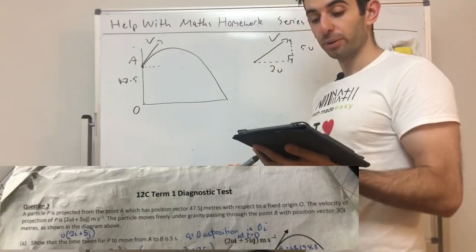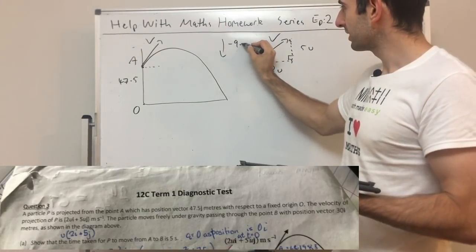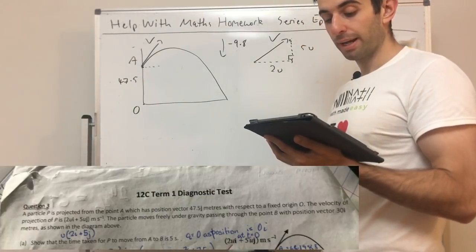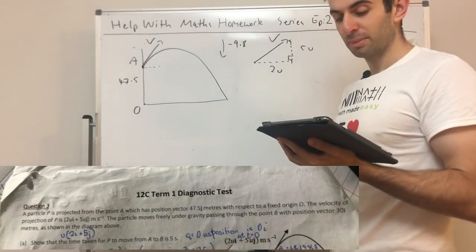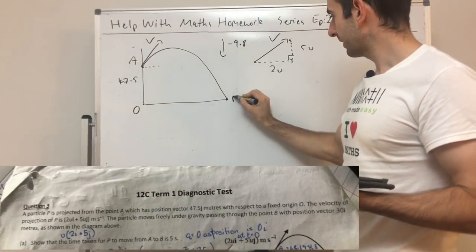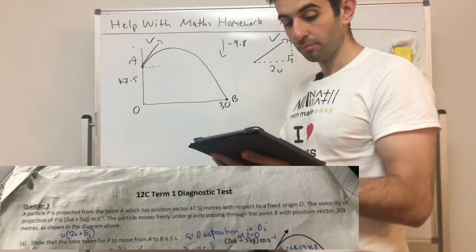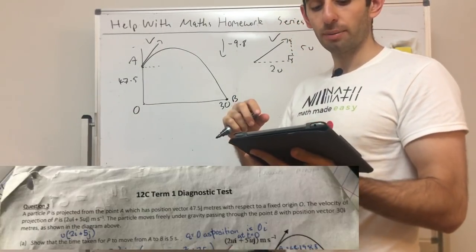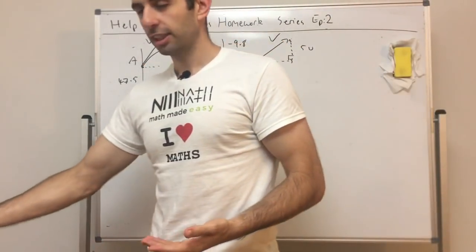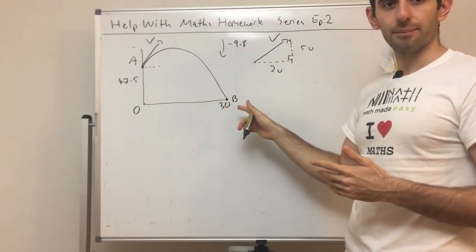The particle moves freely under gravity. So we've got gravity, which we'll say is negative 9.8, and it passes through the point B with position vector 30i. So this is the point B. Now 30i means that's the point 30. And then the question is, show that the time it takes for P to move from A to B is 5 seconds. So essentially the question is saying, show it takes 5 seconds for this particle to reach the ground.